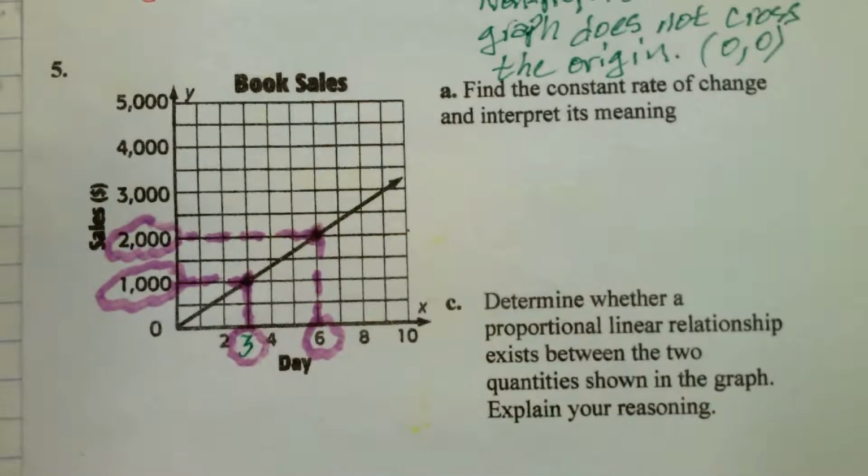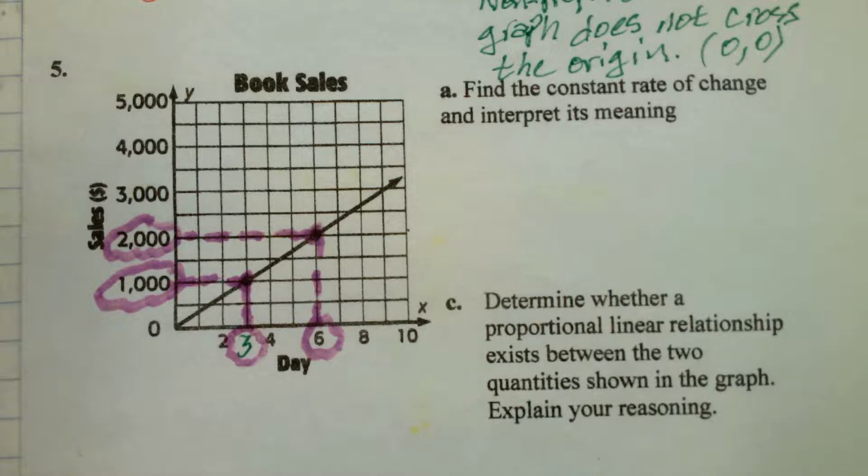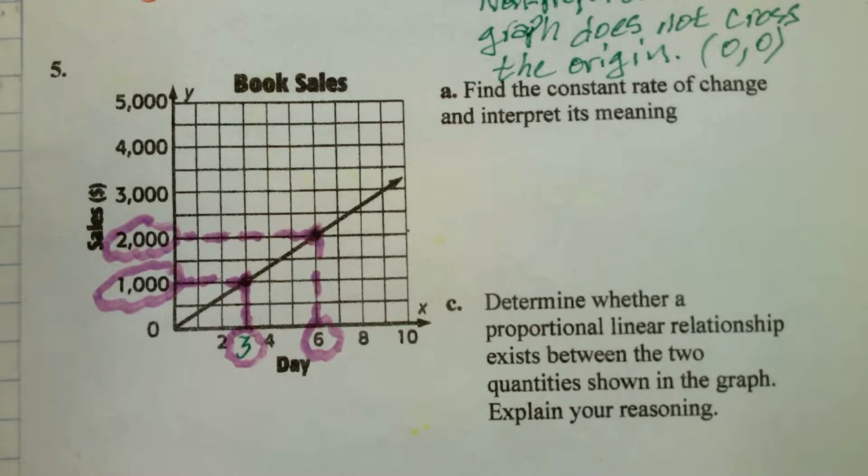All right. Let's look at the context. What are we talking about in this graph? We're looking at book sales. Okay? So we're looking at book sales, and we're measuring sales in dollars on the y-axis and days on the x-axis. So let's see here. Did we increase in sales or decrease? Increase. So how much money did we change over that time? $1,000.